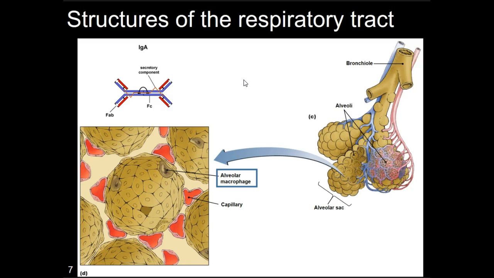I'll give you a second just to think about which part of the adaptive immune response this is and what type of cell would secrete these antibodies. So this is part of the secondary immune response, and B cells would secrete antibodies, including these IgA antibodies. Macrophages are part of the innate immune response.